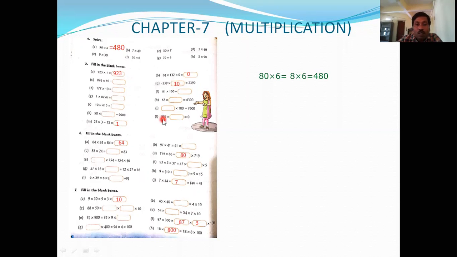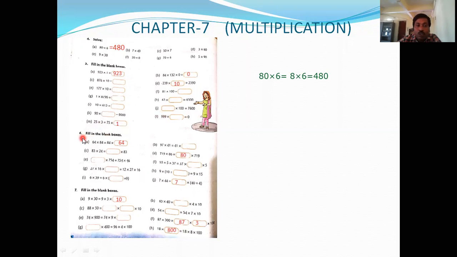Okay. Now here is another type of question. 25 into 3, we get 75. And now here is the 75 on the right side. Then we will make this statement true when we multiply it by 1. Okay, so both are the same.